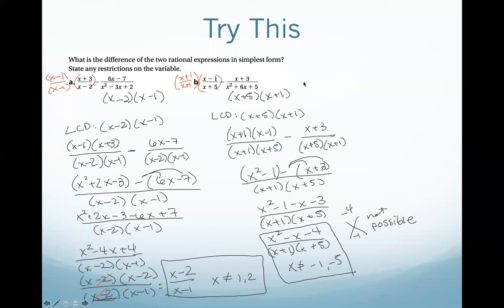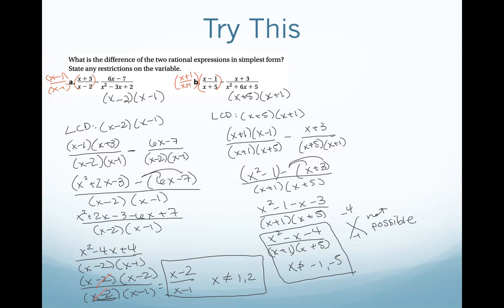For part B, same process, factor the second denominator, find the LCD, multiply the first one by x plus 1, which is the missing factor from the denominator. Once we have the denominators matching, we can add the numerators, or in this case, subtract the numerators. I went ahead and FOILed the first numerator and combined like terms. It's a difference of perfect squares there.